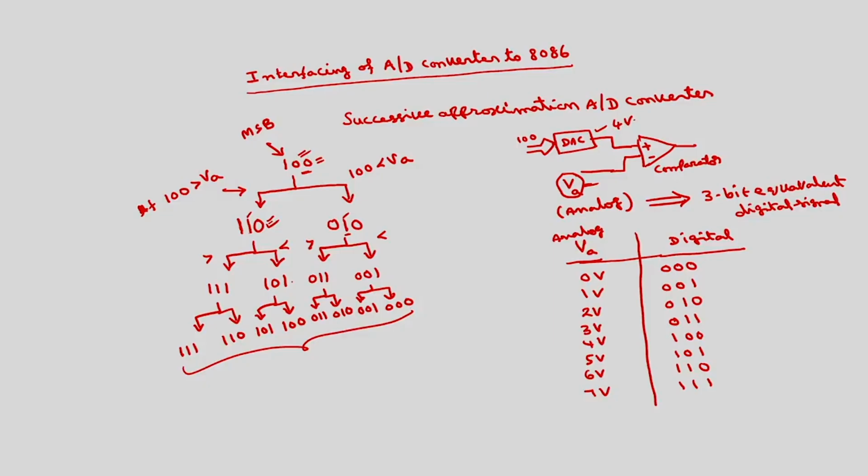Let us assume that the given analog voltage is, say for example, 7 volts. Okay. Now, what is the flow? First I will take this 4. So, 4 is less than. Okay. So, I have to make this less than and this greater than, this less than, this greater than.